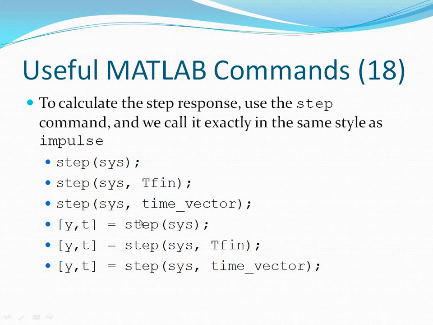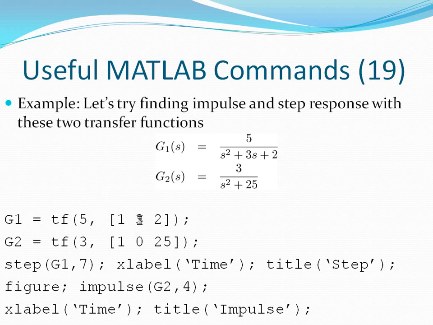So for example, let's try finding the impulse and step response with two different transfer functions. If I wanted to create this transfer function 5 divided by s squared plus 3s plus 2, I'll do a TF, so you have 5, and then you have 1, 3, and 2, right? So s squared plus 3s plus 2. And then if you wanted to create this transfer function, you have 3 at the top, and then s squared, there's no s term, which is 0 times s, and then 25.